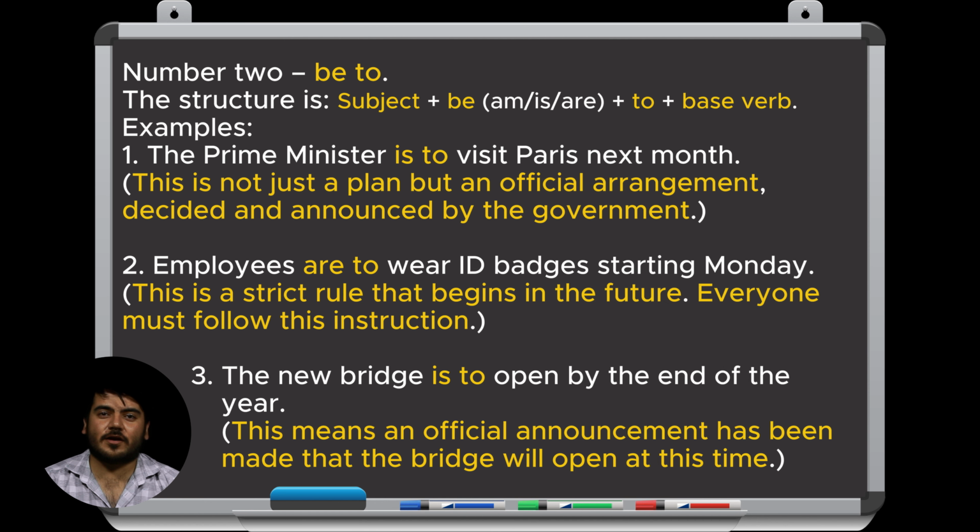Employees are to wear ID badges starting Monday. This is a strict rule that begins in the future. Everyone must follow this instruction. The new bridge is to open by the end of the year. This means an official announcement has been made that the bridge will open at this time.